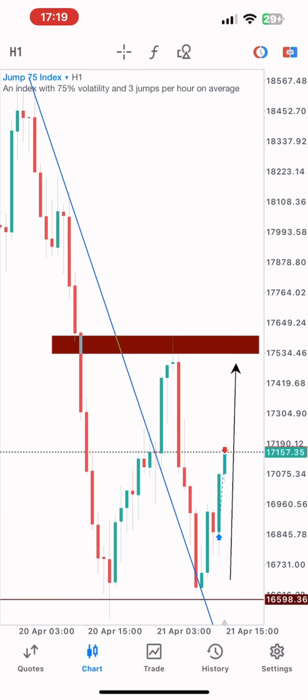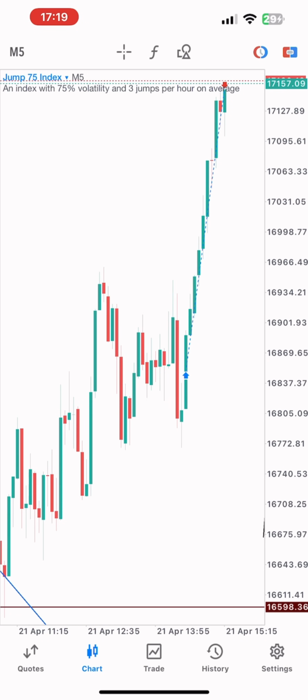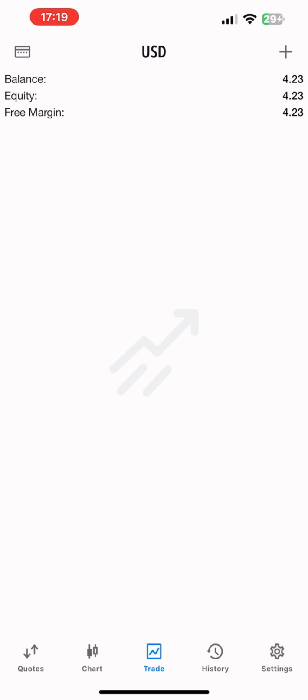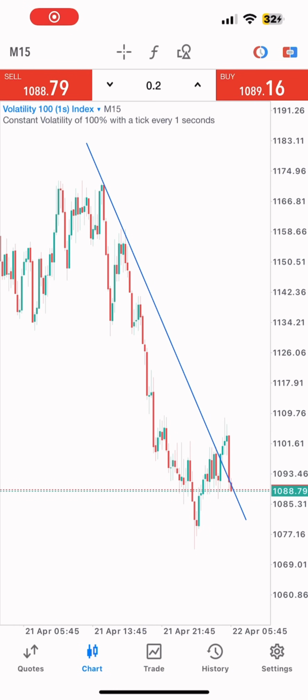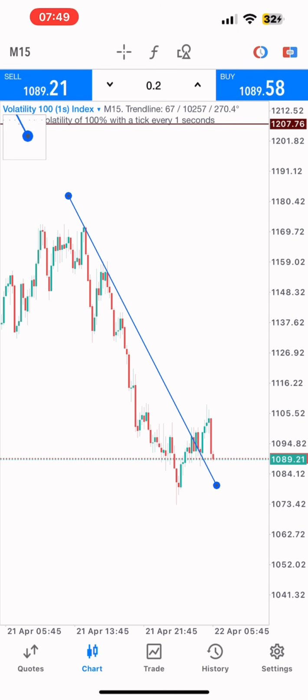So let me show you my history. You can see on the blue arrow, that's where I entered my buy, and there was no drawdown. And there seems to be progress, because when I started, this account was on 20 cents, and right now it has grown to $4.23, which is not bad.